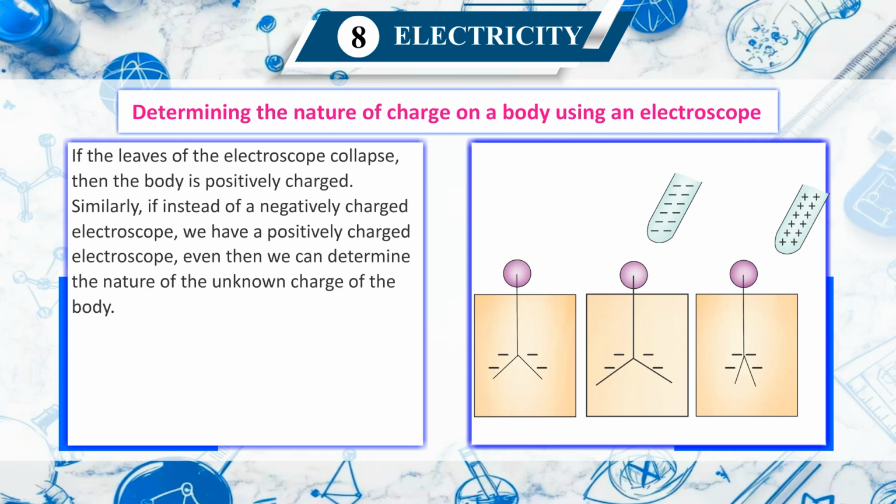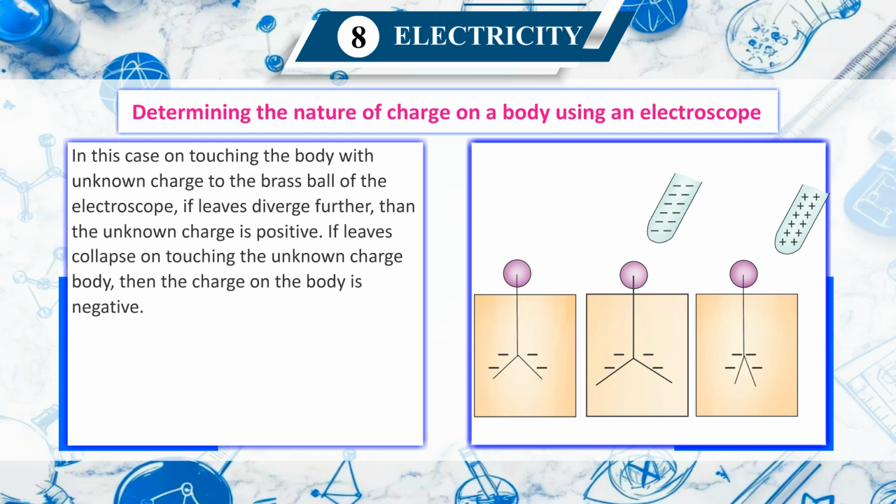Similarly, if instead of a negatively charged electroscope, we have a positively charged electroscope, even then we can determine the nature of the unknown charge of the body. In this case, on touching the body with unknown charge to the brass ball of the electroscope, if the leaves diverge further, then the unknown charge is positive. If the leaves collapse on touching the unknown charge body, then the charge on the body is negative.